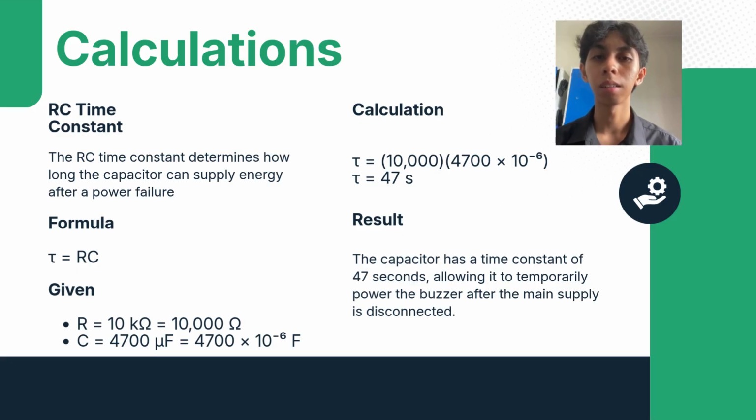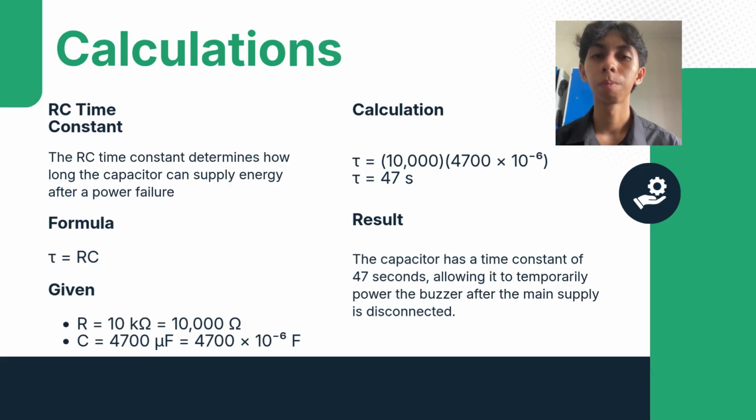The second result is the energy stored in the capacitor, which is approximately 0.338 joules. This stored energy acts as a temporary backup power source. When the power outage occurs, the capacitor releases this energy to the buzzer, allowing the alarm to sound even though the main supply is no longer available.